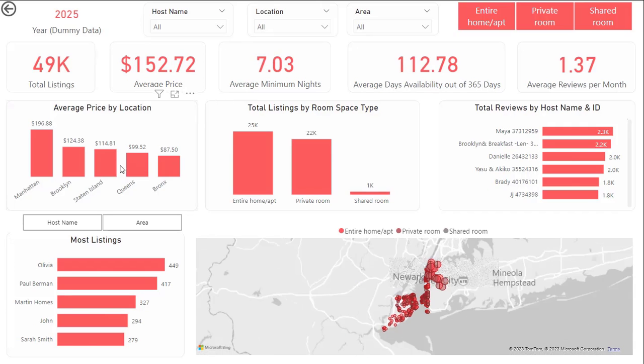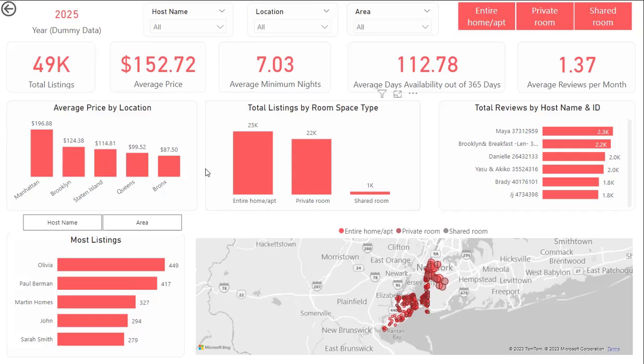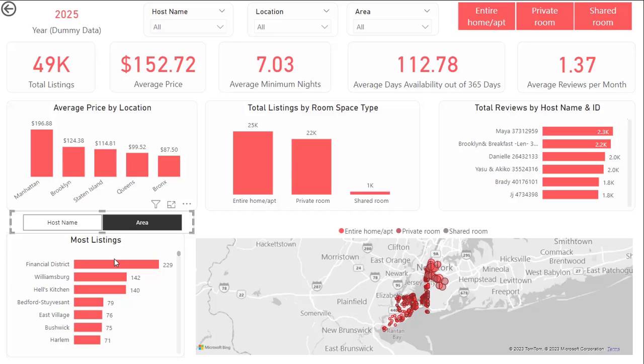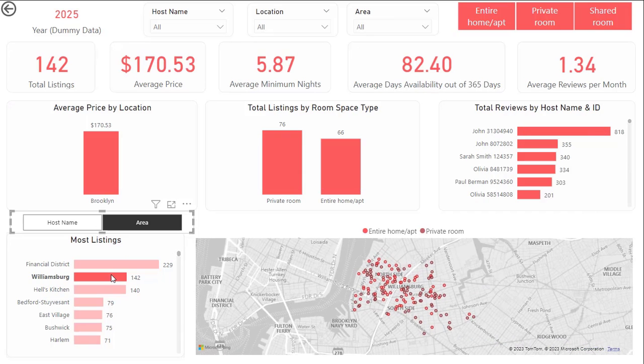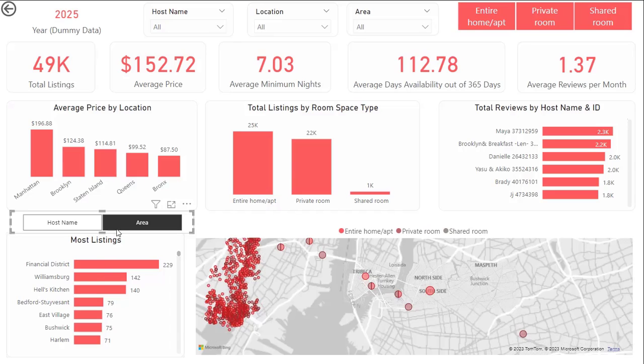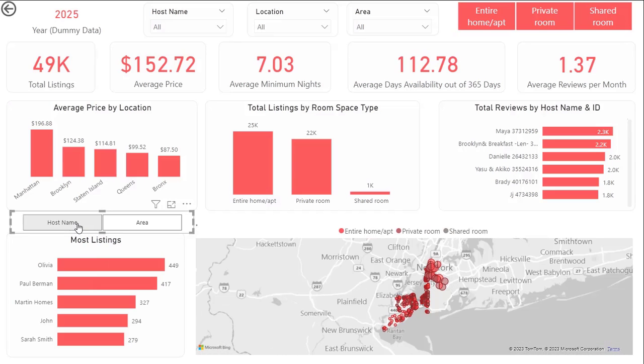So once we have analyzed that, we can see which room type people are actually listing in each particular location or even area. So for example, if I just select this one, in Financial District, I can see mostly people are listing entire homes or private rooms. We can clearly see over here, and Williamsburg is like that. So you can make a decision on the basis of that as well, and you can also make a decision on the basis of what other hosts are doing.